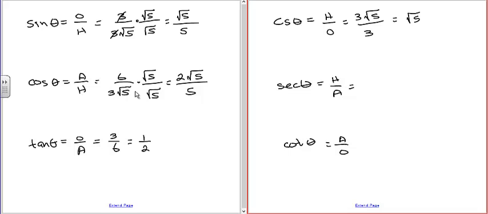Here, the hypotenuse is 3 times the square root of 5, and you divide by the adjacent, which is 6. So you get the square root of 5 over 2. And here we have the adjacent is 6 and the opposite is 3, and so you get 2. Now I could have taken the reciprocal of these, but it's easier to just plug in the original hypotenuse, adjacent, and opposite sides.